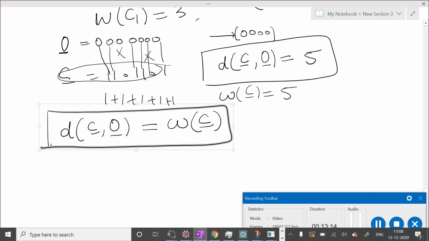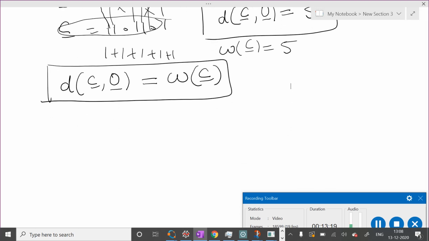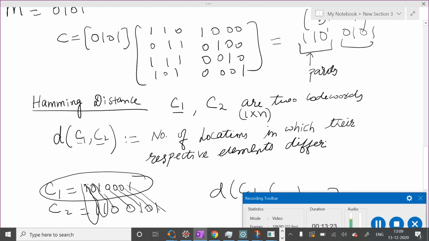There is an important quantity which we will introduce later, called minimum Hamming distance. But right now, for us, this example is sufficient.